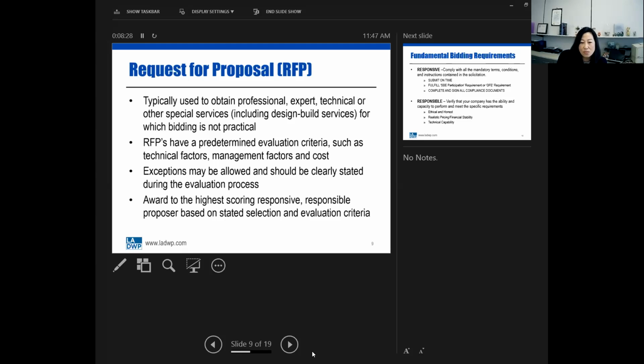It always gets awarded to the highest scoring responsive and responsible proposer based on the selection and evaluation criteria. We have to use our evaluation criteria. That's what we say levels the playing field. It's not like, oh, I like my friend, and so I'm just going to give it to him. So for the RFP, we try to be as transparent as we can.